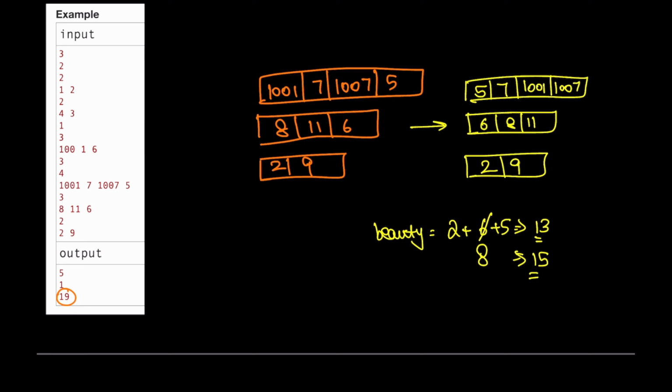Similarly, I can take this 5 and move it here. So the contribution of this 5 will also become 0, and this 5 would be replaced by 7. So our beauty will be increased to 17. But this is still less than the 19 that is given in the answer. So let's see what we can do.